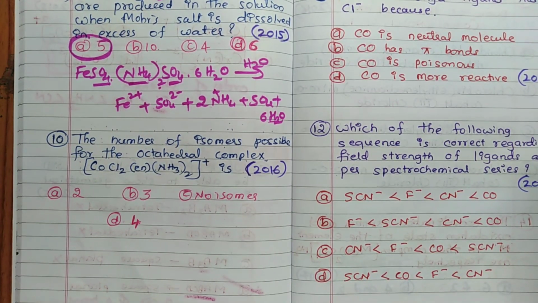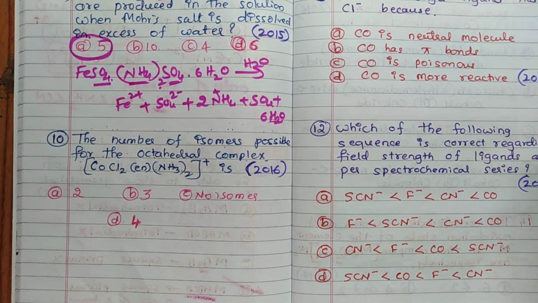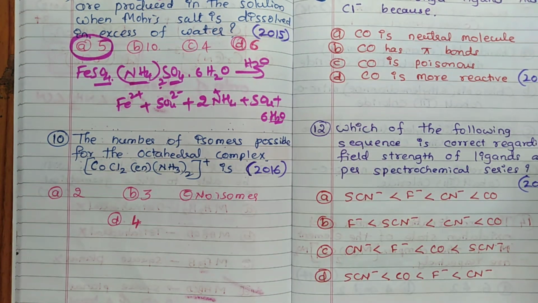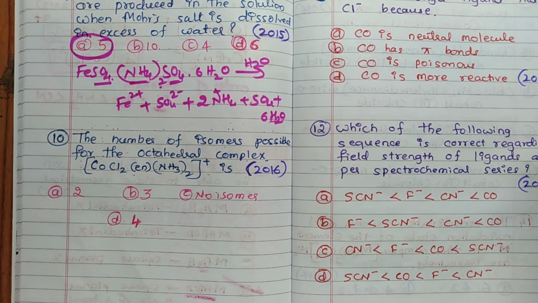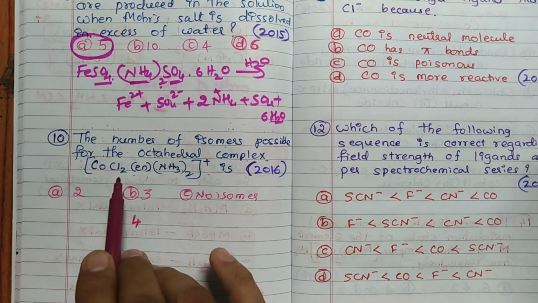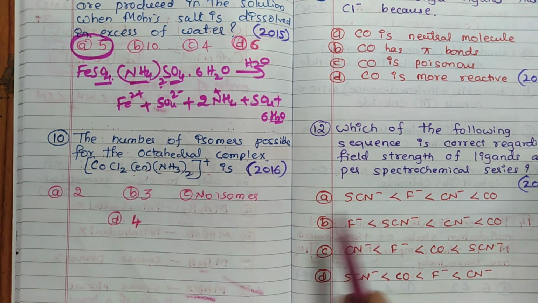Number of isomers possible for the octahedral complex [Co(Cl)2(en)(NH3)2]. This is a 2016 asked question. This is a 2015 asked question. How many isomers are possible? So we'll write the isomers. They are asking about all types of isomers, but in this case, ionization isomerism is not possible. Linkage isomerism is not possible because an ambidentate ligand is not there. Hydrate isomerism is not possible because water is not there. Coordination isomerism is not possible at all. Then what is left is geometrical isomerism and optical isomerism, which we will see.